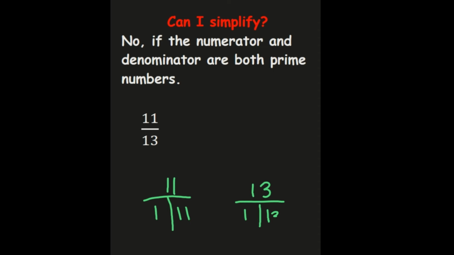And so again, I'm looking for common factors. The only common factor that I have with prime numbers is 1. And if our only common factor is 1, if I use it to simplify, I'm going to get 11/13 is equal to 11/13. So our fractions can't be simplified if our numerator and denominator are both prime numbers.